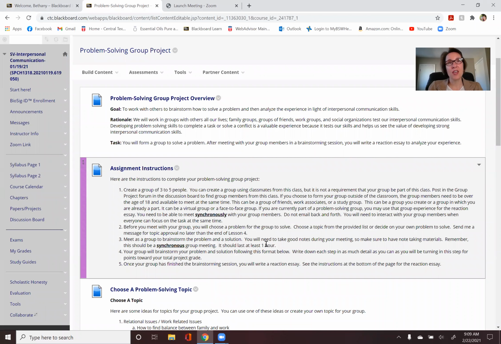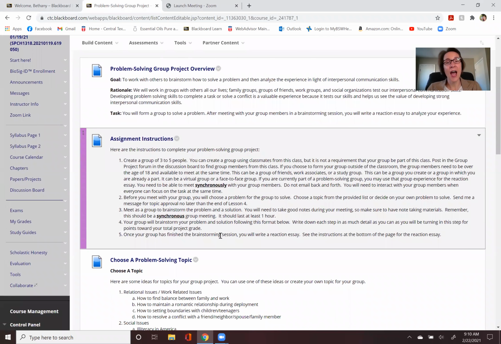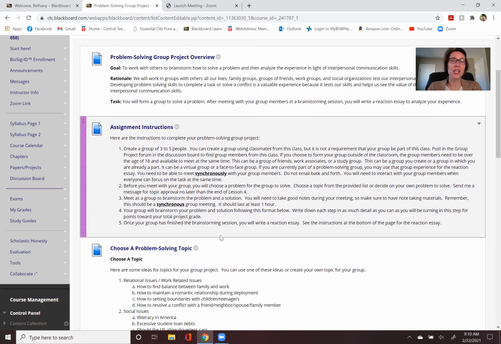The purpose of this assignment is to brainstorm and try to solve a problem, but ultimately the goal of this project is to understand how interpersonal interactions occur during conversations like this. And so the goal is to analyze how the brainstorming project went through the lens of interpersonal relationships. So there's really three basic parts of this assignment.